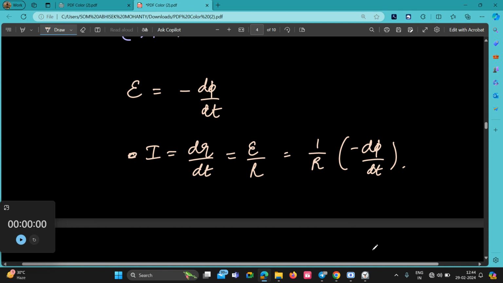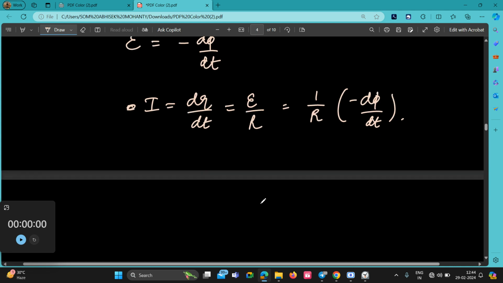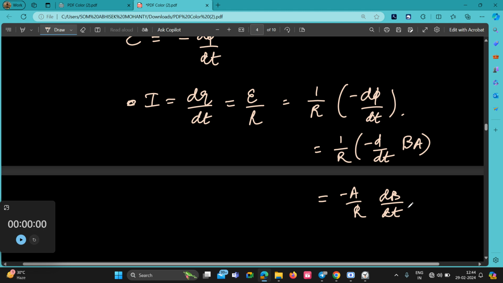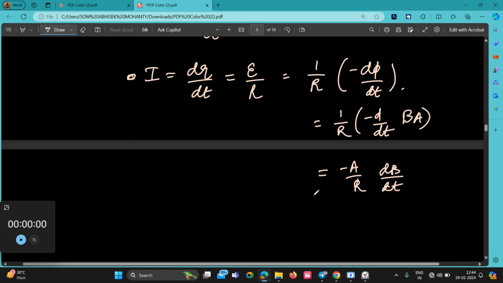Now we can do another thing here. 1/R, I can write it as minus d/dt of B into A, right? B into A. And the area is constant, so it comes out. What is changing? Your magnetic field is changing. So dq/dt is equal to this much. dt cancels, so dq is equal to minus A/R dB, isn't it?